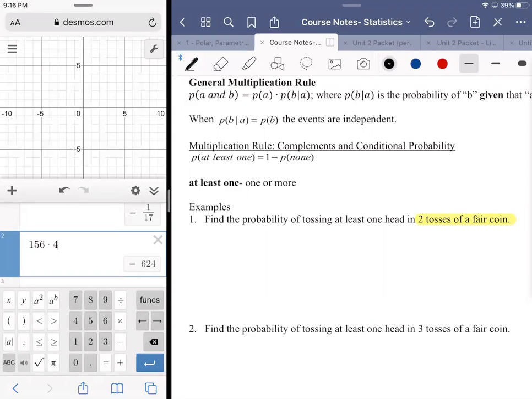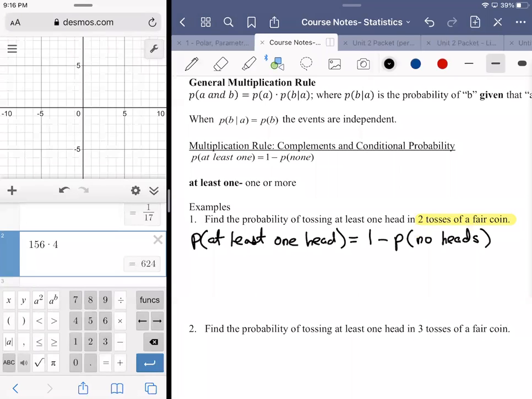But using this idea, the probability of at least one, now in this case, it's at least one head in 2 tosses of a fair coin. I'm just going to streamline that to at least one head, is equal to 1 minus the probability of no heads.